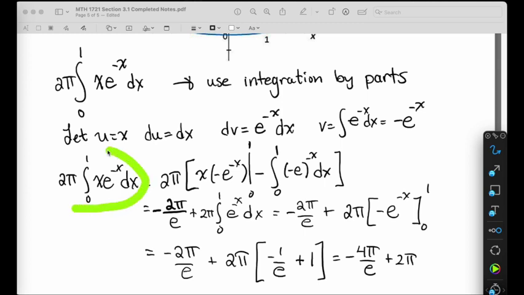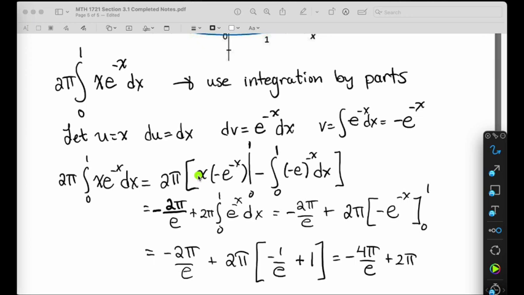So here's my integral, and I'm going to set it up using integration by parts. I have this 2 pi in front, and I'm going to put everything in brackets. Using integration by parts, I'm going to take u times my v. So that's x times a negative e to the negative x, and I need to evaluate that from 0 to 1. So there's my u times my v, minus my integral from 0 to 1 of my v and then my du.